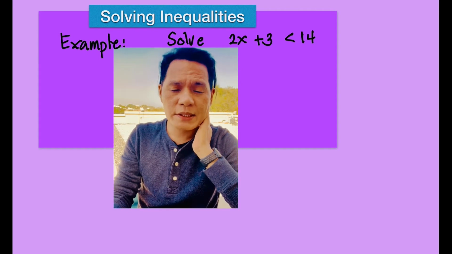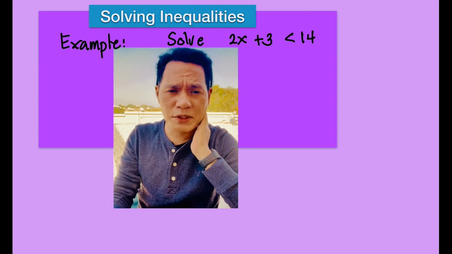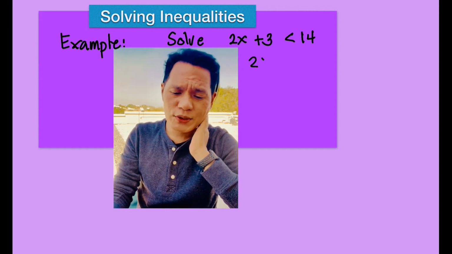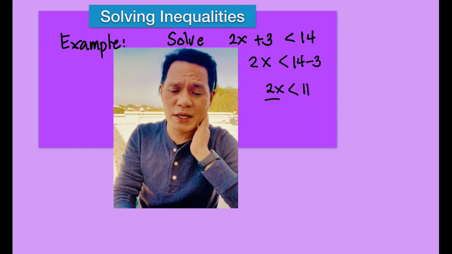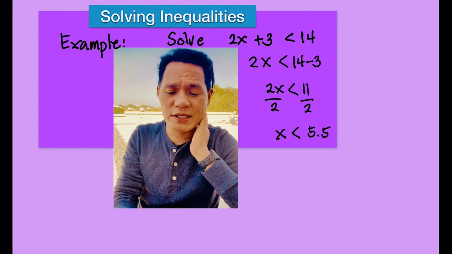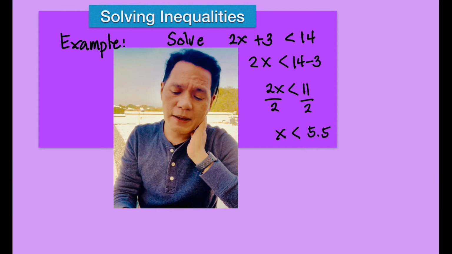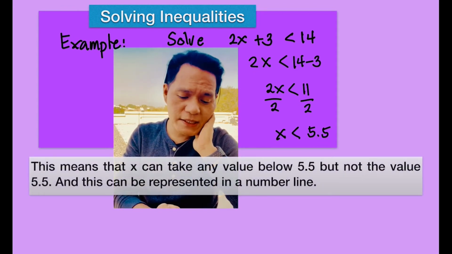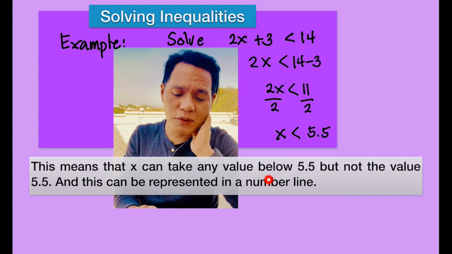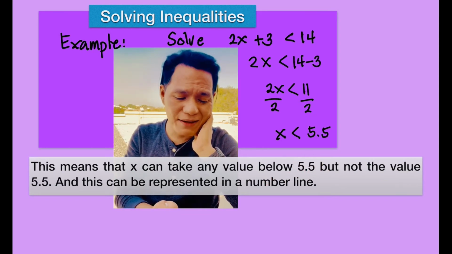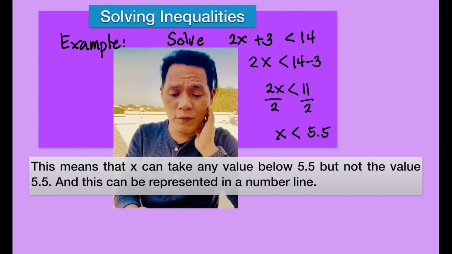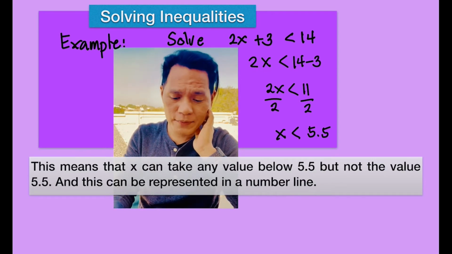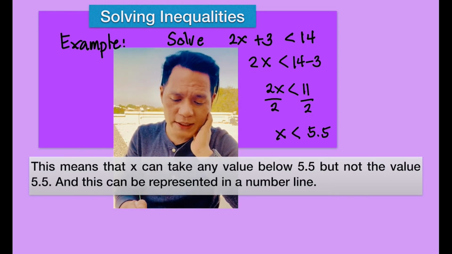So just same as how we deal with equations, we are going to transpose or transfer 3 to the other side, so that changes the sign, and then we divide both sides by 2, and then that's it. You have there X is less than 5.5. Now this means that X can take any value below 5.5 but not the value 5.5, and this of course can be represented in a number line. So this is how we are going to work on this.